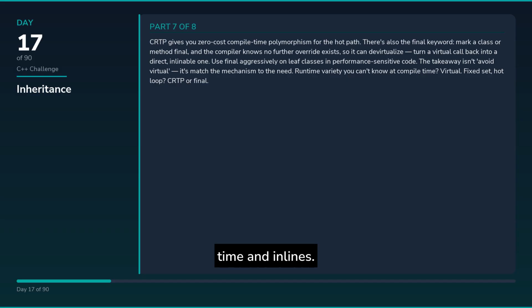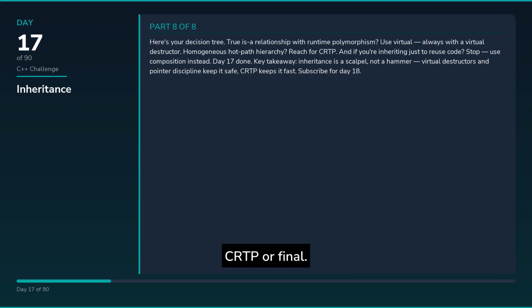Runtime variety you can't know at compile time? Virtual. Fixed set, hot loop? CRTP or final. Here's your decision tree. Is it an is-a relationship with runtime polymorphism? Use virtual, always with a virtual destructor. Homogeneous hot-path hierarchy? Reach for CRTP. And if you're inheriting just to reuse code? Stop. Use composition instead.